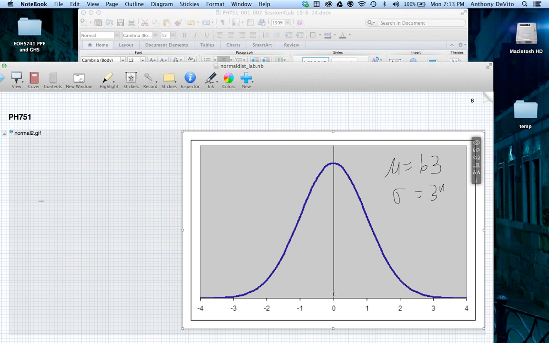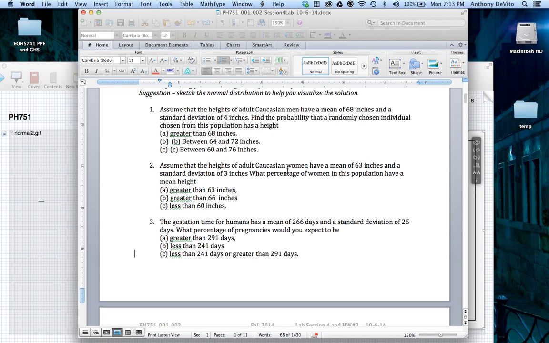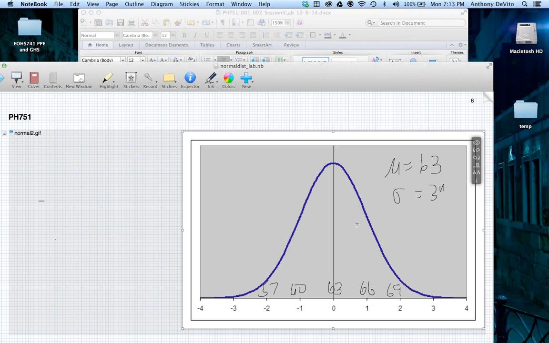Okay, just to go over this, the mean is going to be 63. One standard deviation above is going to be 66. Two above is going to be 69. One below is going to be 60. Two below is going to be 57. Okay, so let's take a look at what they're asking us. Probably it's greater than 63 inches. Again, yeah, 50%.